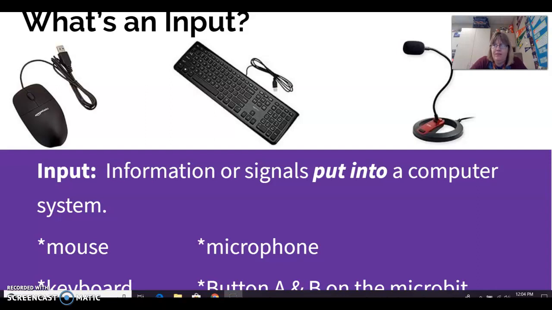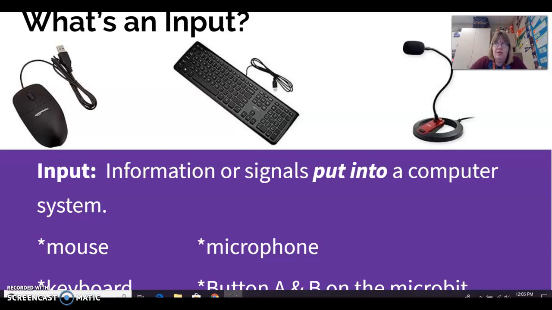Mrs. Adam here with our first episode of the year, where I'm going to start giving you a background of some of the inputs and outputs that we're going to use. This first episode is just going to talk about what an input is and the difference between a digital input and an analog input. So let's get started here.